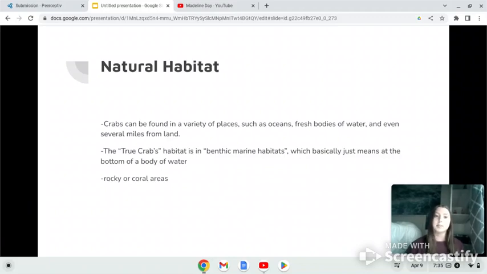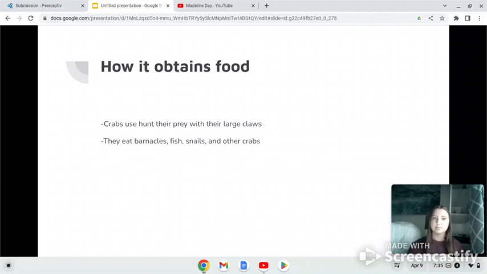And then its natural habitat. Crabs can be found in a variety of places, such as oceans, fresh bodies of water, and even several miles from land where they'll burrow in sand or dirt. And then the true crab's habitat, which is pretty much when you think of crab, like the true crab, not a hermit crab or anything. Their habitat is in benthic marine habitats, which basically just means at the bottom of a body of water, like the bottom of a lake, the bottom of an ocean, things like that. And then they can live in rocky or coral areas.